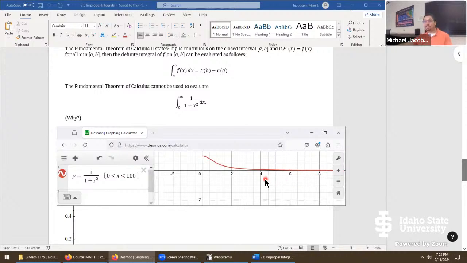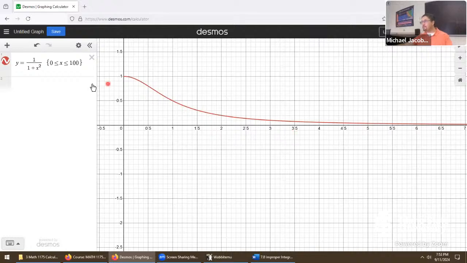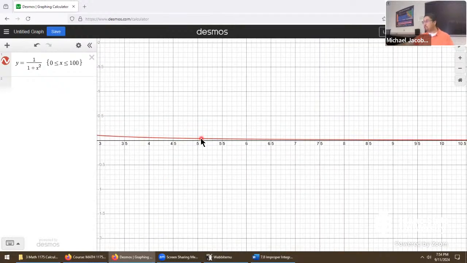Now, anything can happen with this, but keep in mind, blow that up a bit, this curve never hits the x-axis. It's never negative, it's never 0. So it approaches the x-axis, but no matter how far you go to the right, there's always a separation between the curve and the axis.